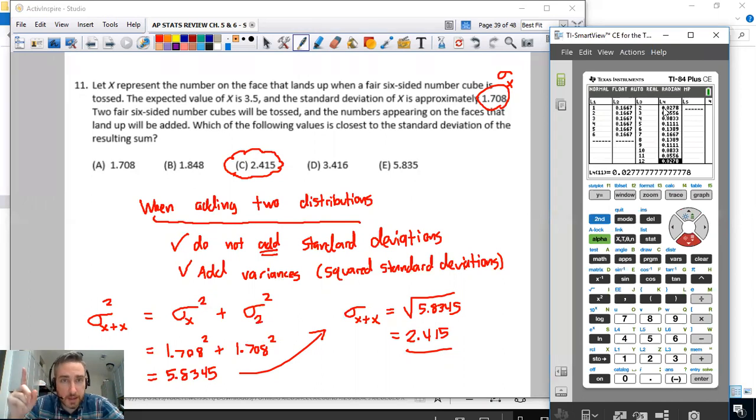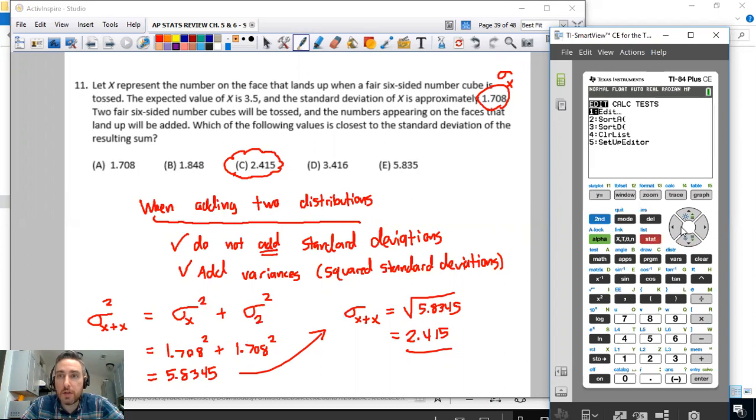Now watch, I'll get the mean and standard deviation for both of those so you can check them. If I do one variable stats using L1 with L2 as my frequency list, you can see the mean is 3.5 and the standard deviation is 1.707, or 1.708. All right, makes sense. Now let's look at the one variable stats. This time I'm going to use L3, that's my sum list, with my frequency list as L4.